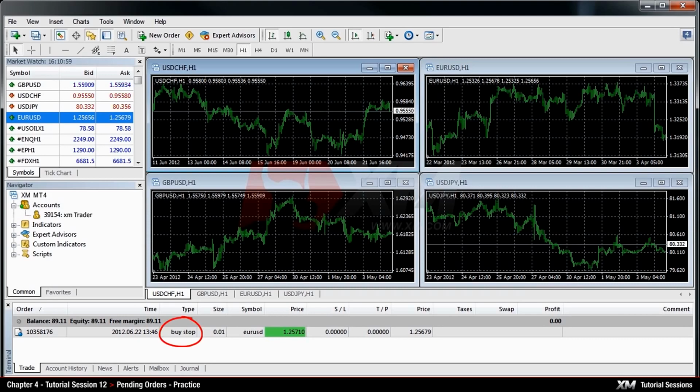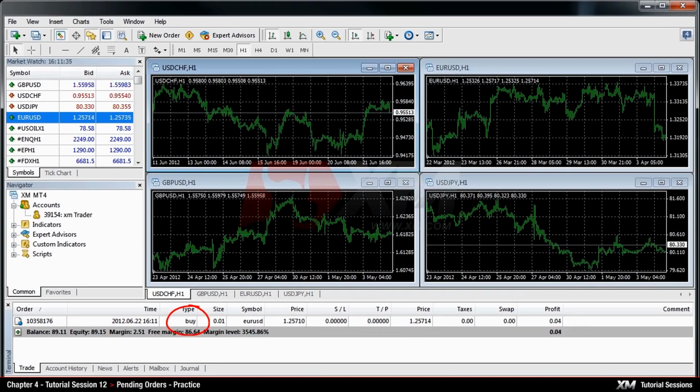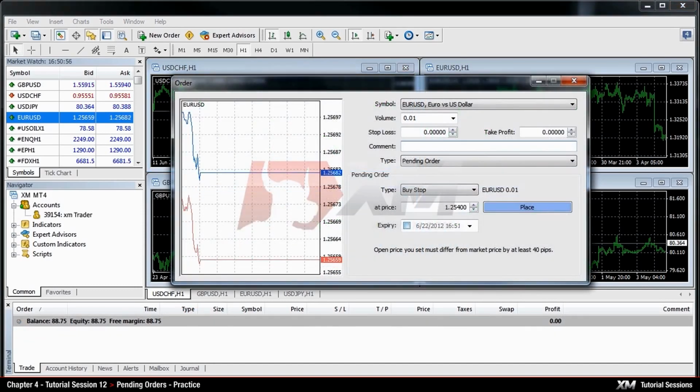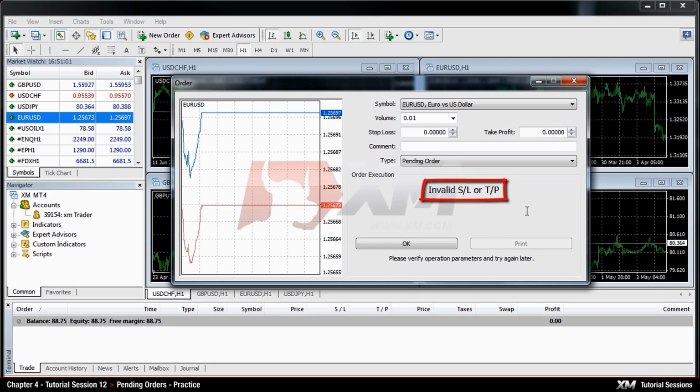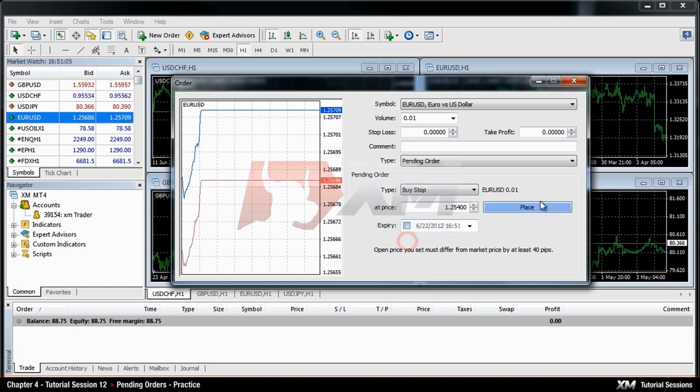This means that Buy Stop and Buy Limit will change to Buy, while Sell Stop and Sell Limit will change to Sell. If you happen to have chosen the wrong type of pending order, or you fail to include the correct value of the stop limit level, the error Invalid Stop Loss or Take Profit will appear. You will receive the same error message about all other mistakes.